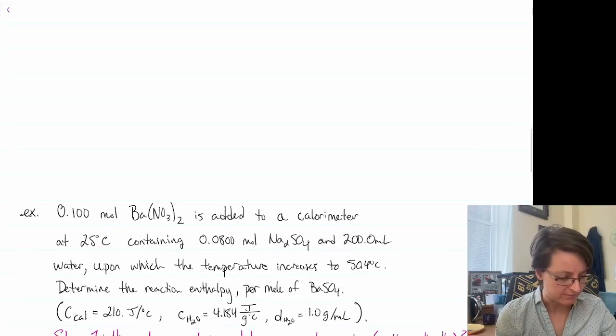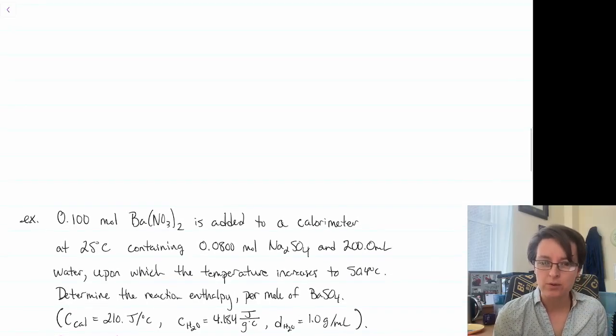Okay, here's our next problem statement. It tells us that 0.1 moles of barium nitrate is added to a calorimeter at 25 degrees Celsius, and the calorimeter currently contains 0.08 moles of sodium sulfate and 200 milliliters of water. After we add the barium nitrate, it says the temperature increases to 50.54 degrees Celsius. And our goal is to determine the reaction enthalpy per mole of barium sulfate.